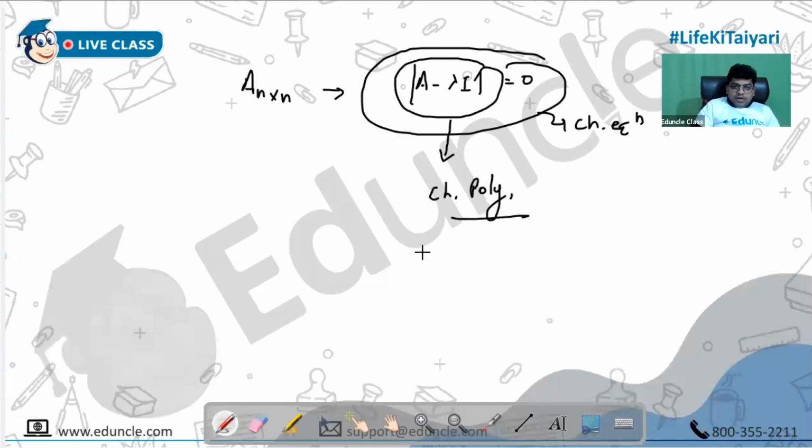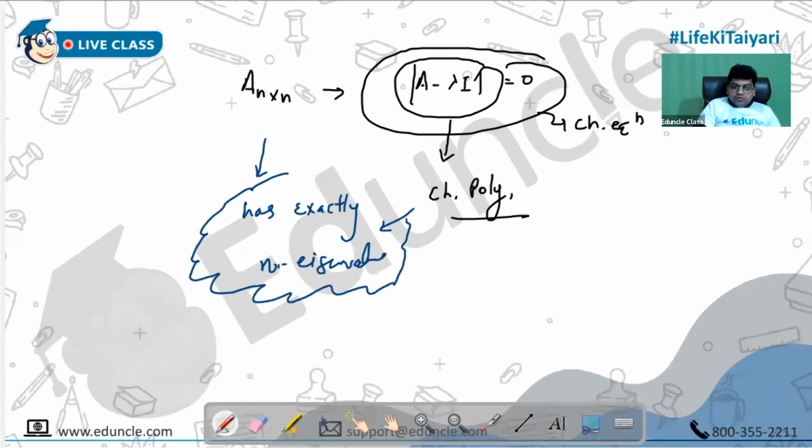Okay, and finally you can say this has exactly n eigenvalues. Someone may ask how many eigenvalues it has, at least, at most, this kind of thing, exactly. So you can say there are exactly n eigenvalues of a matrix A of order n cross n. Done. This is the problem.